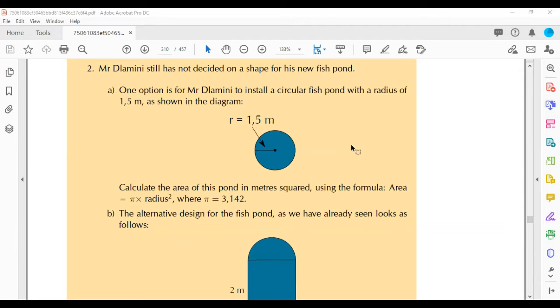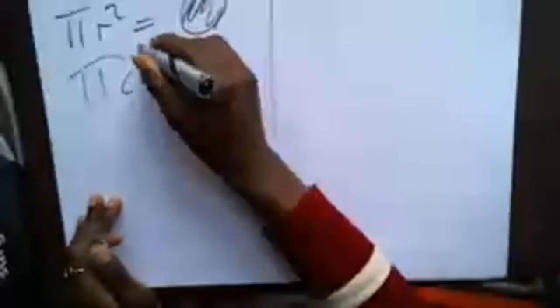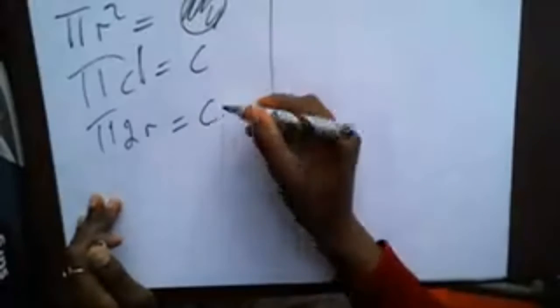If you are familiar with the formula for calculating the area of a circle, which is pi r squared, then if you're asked to calculate it, you're supposed to remember these formulas, guys. For the perimeter of a circle, we use pi d or pi 2r. You should remember these. We touched on these last week.